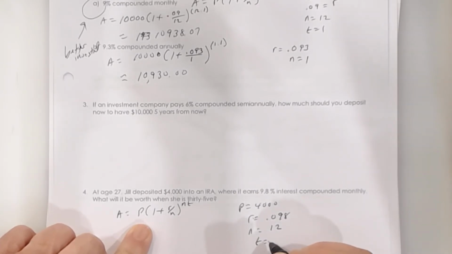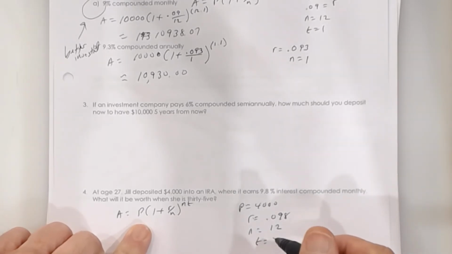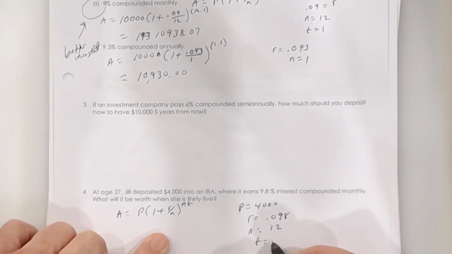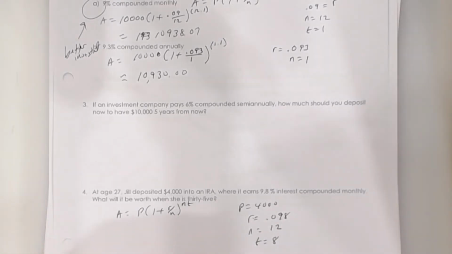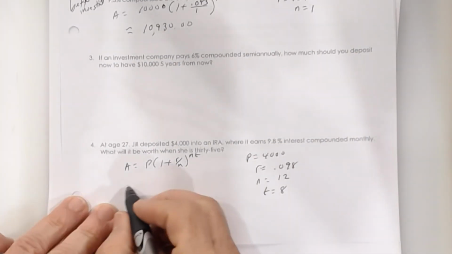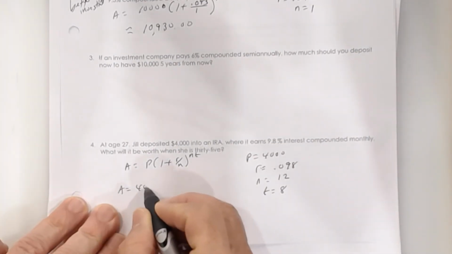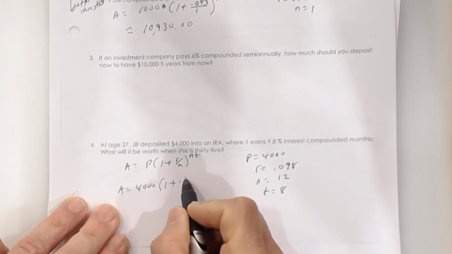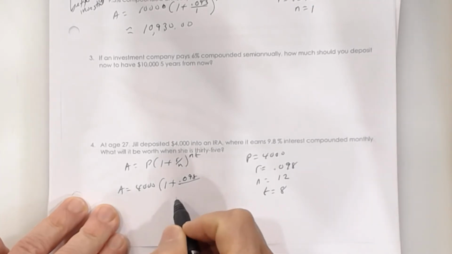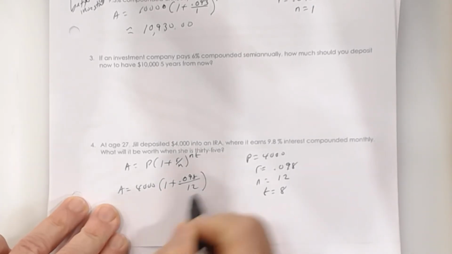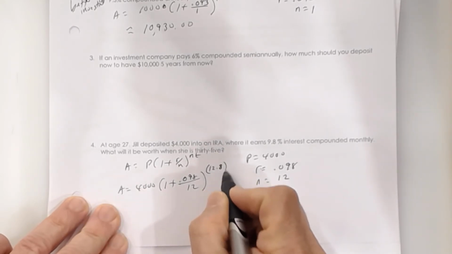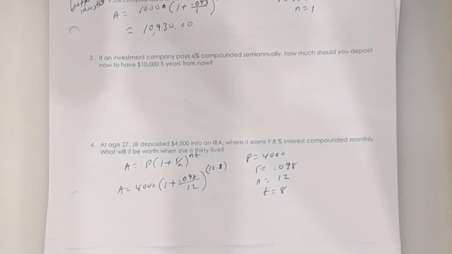All right, now the time. 8. Why 8? Because 8 years. Right, she's 27 now. She wants to keep it in there until she's 35. So how many years is that? 8. Right. So you just plug and chug. So A equals P, 4,000, times 1 plus R, what's R? 0.098. Divided by 12. 12, raised to the 12 times 8. 8.